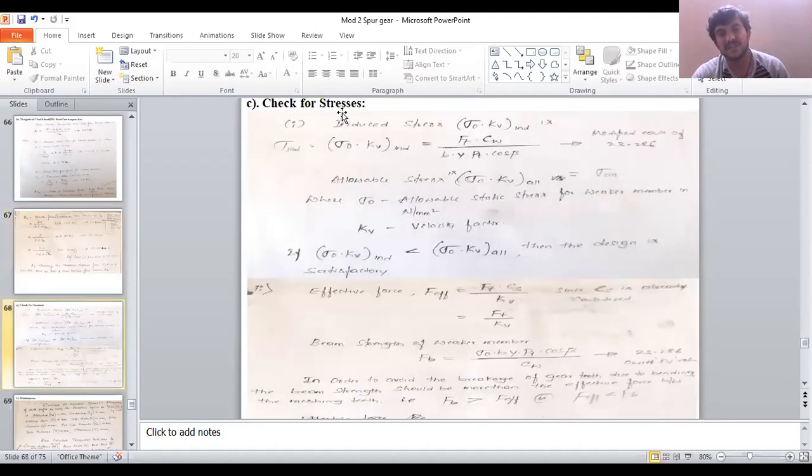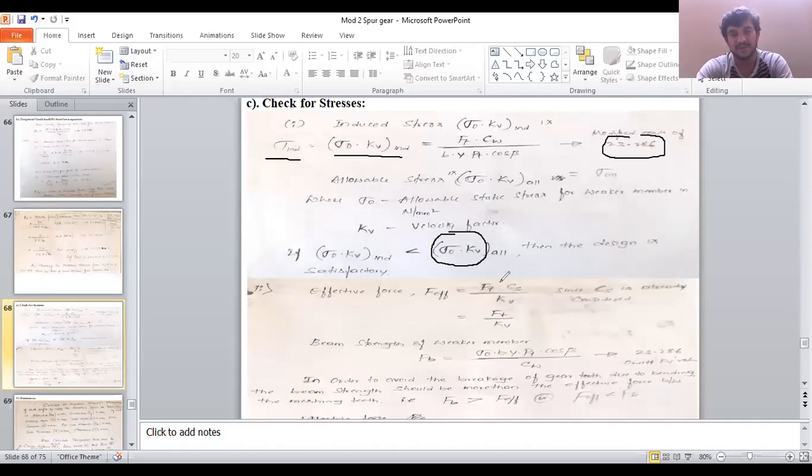We'll go for check for the stresses. What are the stresses induced here? The induced stress should be less than the allowable stress. The same formula we used here, the modified equation of 23.286. The induced stress sigma induced is equal to sigma naught into kb induced. Then you modify that equation number 23.286 and get the induced stress. The sigma induced stress should be less than the allowable. The allowable stress is sigma naught into kb allowable.